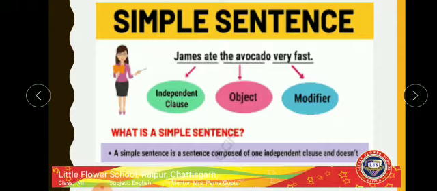James ate what? You will get the answer: the avocado. That's why the avocado is the object. Very fast means in what manner it was eaten, very fast. It is not necessary in a simple sentence, although it is added in this sentence. So that's why James ate the avocado very fast is a simple sentence.